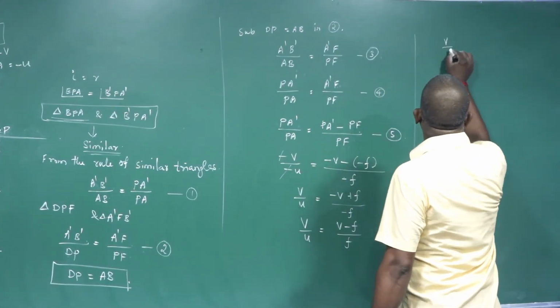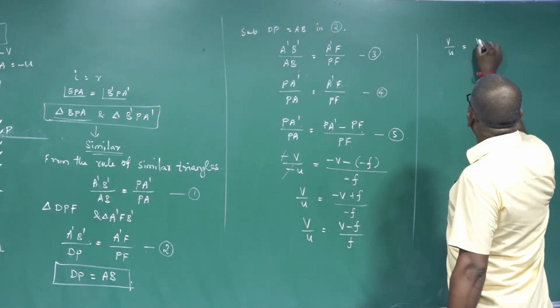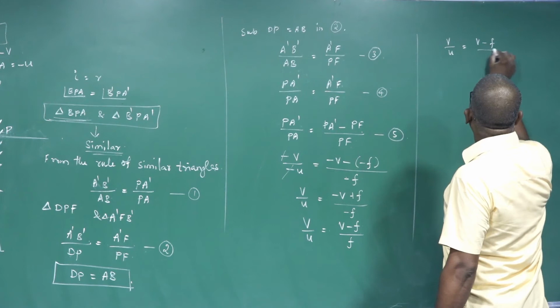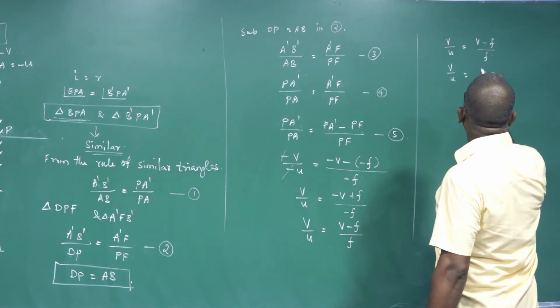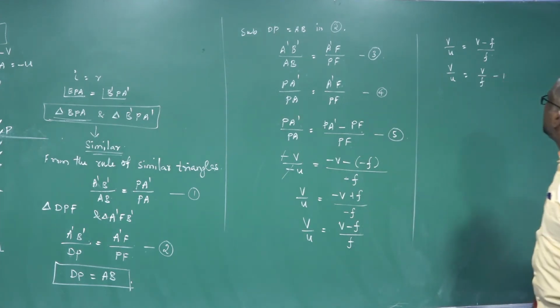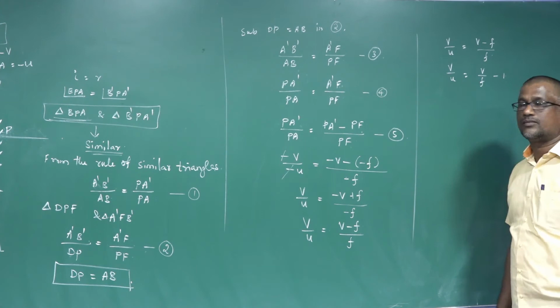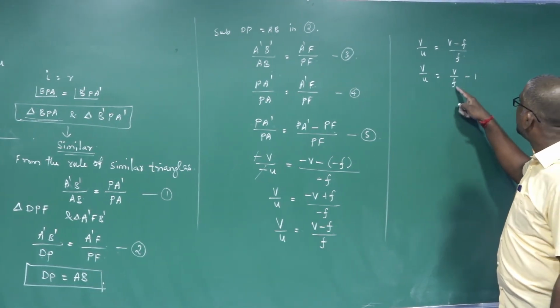So v divided by u is equal to v minus f divided by f, or v divided by u is equal to v divided by f minus 1. Right. v divided by u is equal to v divided by f minus 1.